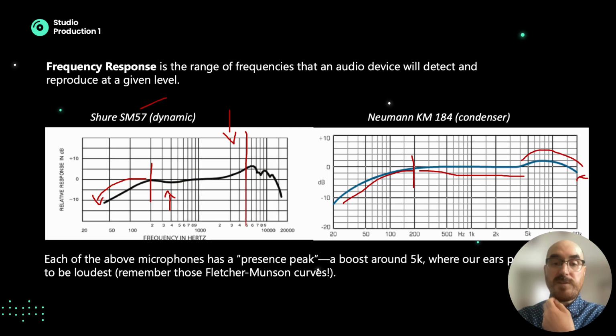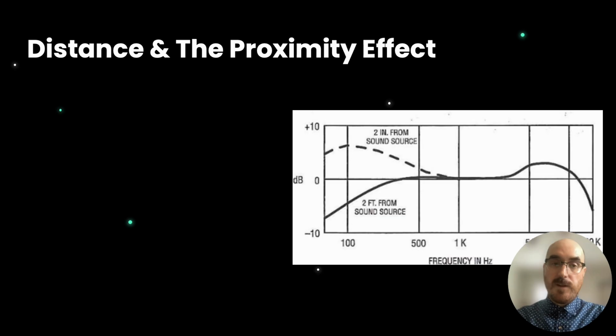So each of the above microphones have a presence peak, right? We looked at that. So think back to your Fletcher-Munson curve, right? So the distance and proximity effect. If you've ever attended a punk music concert or hardcore concert, you'll often see a singer holding a microphone like this. And there's actually a physical acoustic reason they're doing that.